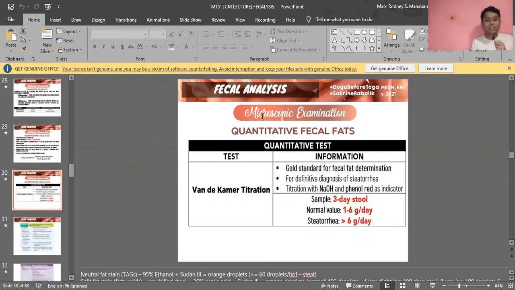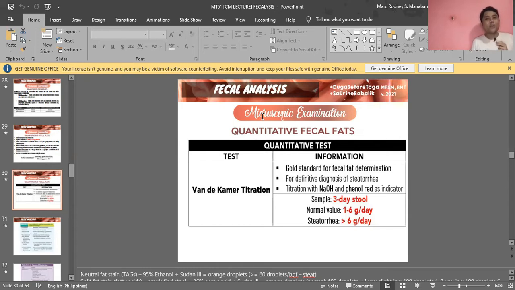It's still considered to be the gold standard test for fecal fat determination, for definitive diagnosis of steatorrhea. And you use again a titrant, sodium hydroxide, and the indicator is phenol red. Okay, so the sample is again a 3-day stool.